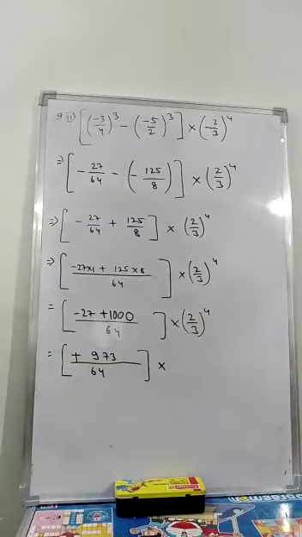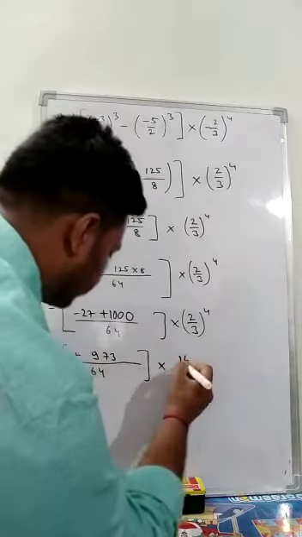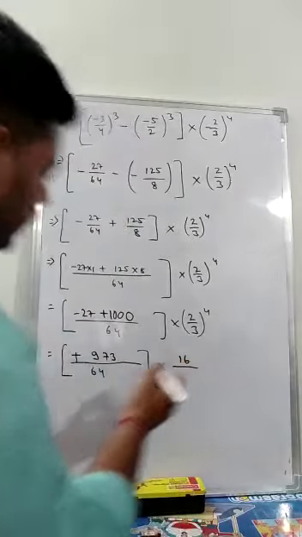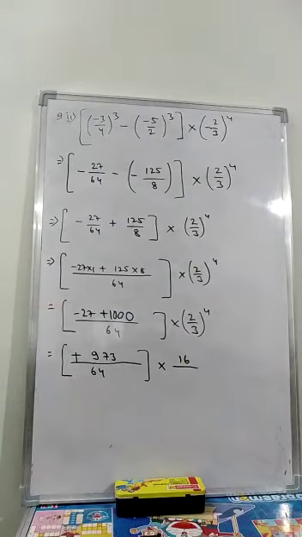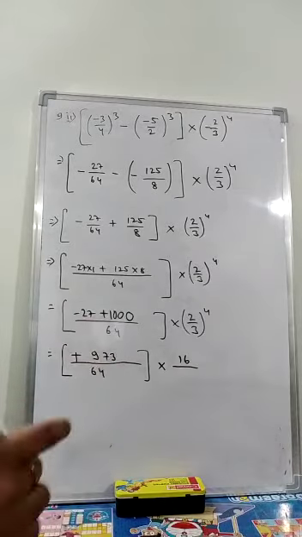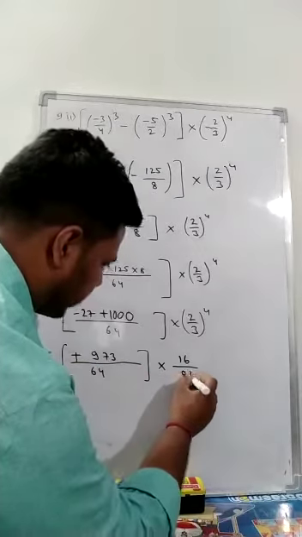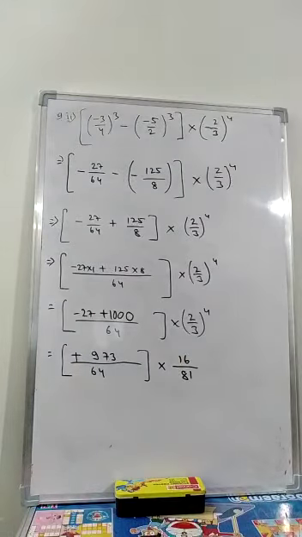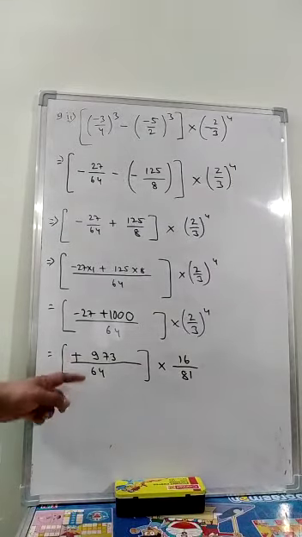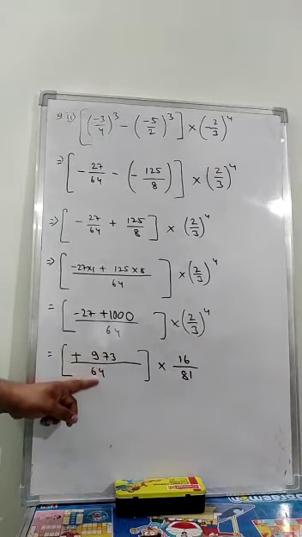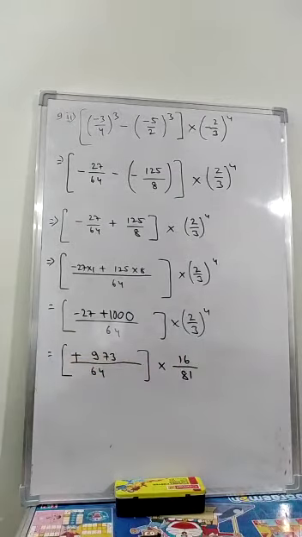Now I am simplifying this. 2 to the power 4 means 2 multiplied 4 times. So it will become 2 into 2 into 2 into 2, which will be 16, divided by 3 multiplied 4 times, which means 3 into 3 into 3 into 3. So 3 3 is 9, 3 3 is 9, 9 9 is 81. Okay. So now see, we got 973 by 64 into 16 by 81.